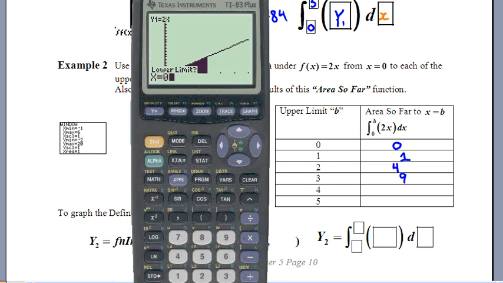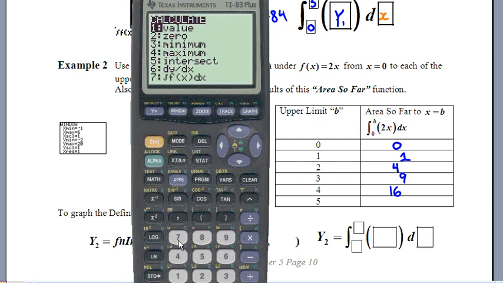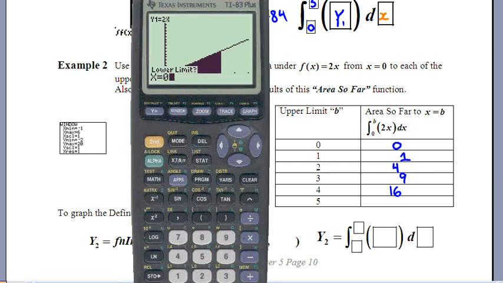If I go from 0 to 4, the area is 16. And last one, if I go from 0 to 5, yep, the area is 25. So it's doing these perfect squares of whatever stopping number I tried to stop at, which is kind of neat.